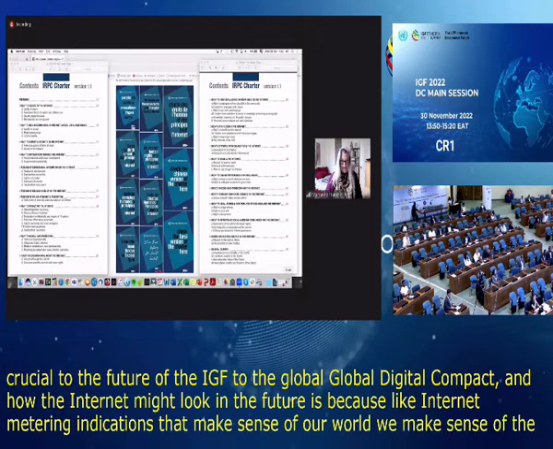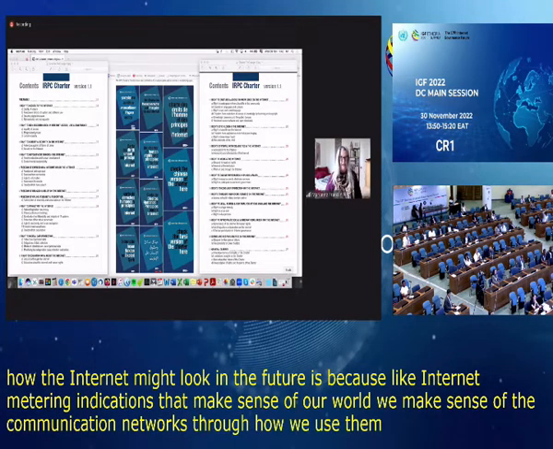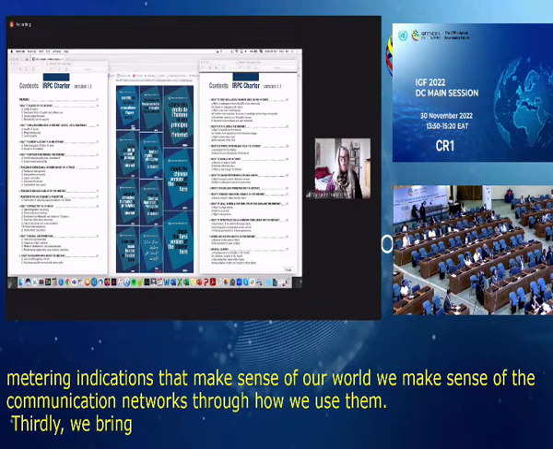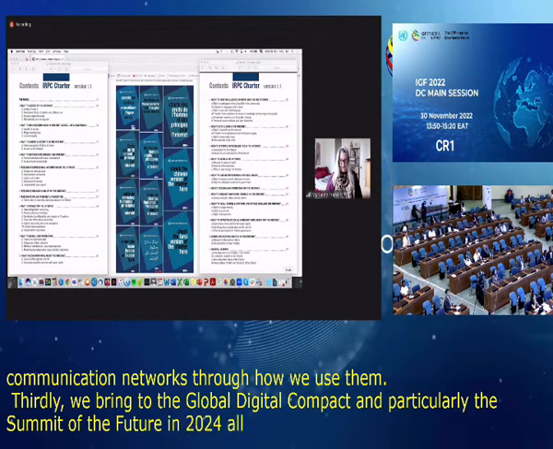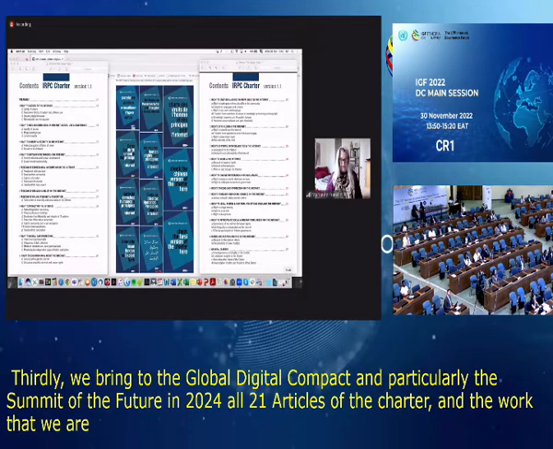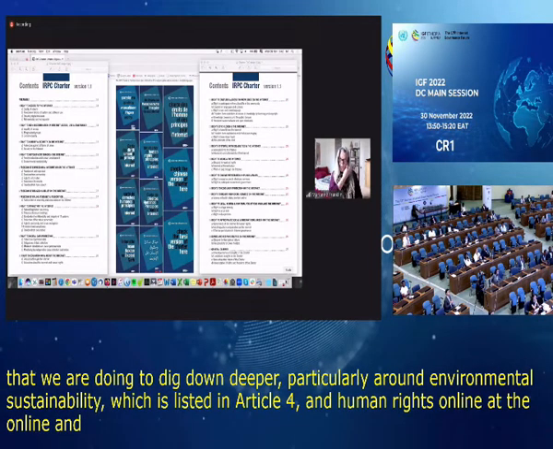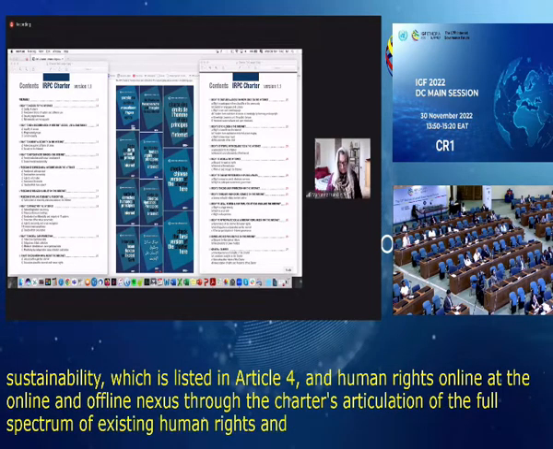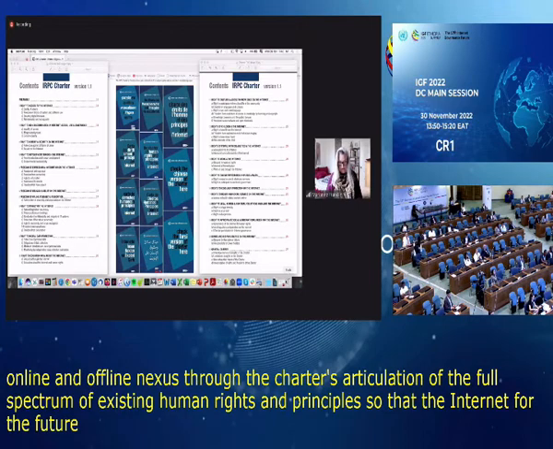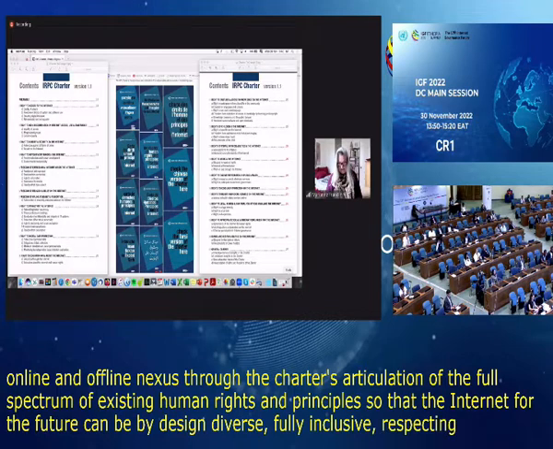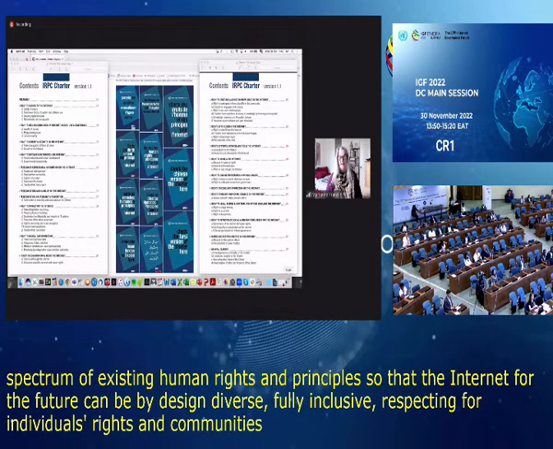So thirdly, we bring to the Global Digital Compact, and particularly the Summit of the Future in 2024, all 21 articles of the Charter and the work that we are doing to dig down deeper, particularly around environmental sustainability, which is listed in Article 4, and human rights online at the online and offline nexus through the Charter's articulation of the full spectrum of existing human rights and principles, so that the internet for the future can be, by design, diverse, fully inclusive, respecting of individuals' rights and communities, and a contributor to addressing climate change and climate justice.